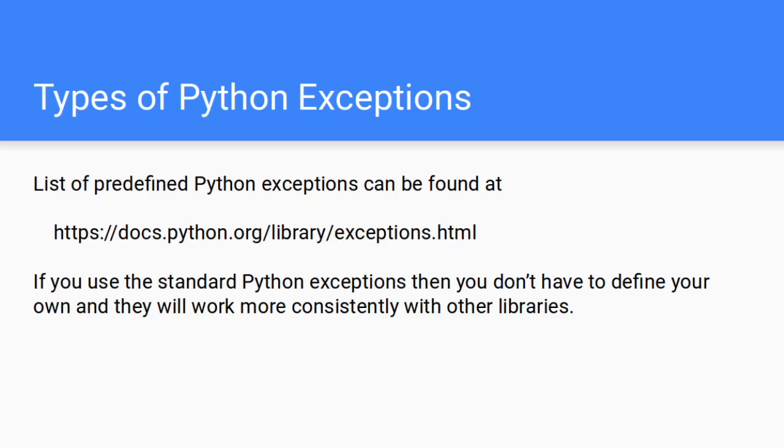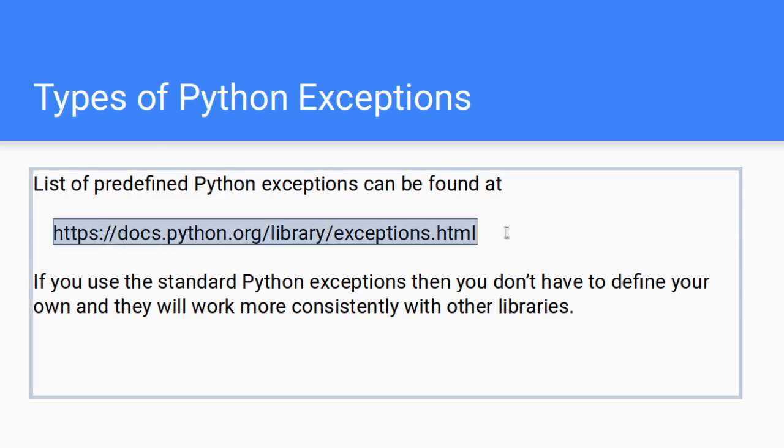So, what are Python exceptions? Well, when something bad happens, we need to know about it. So, Python lets us know via an interface called an exception. And you can see a whole list of them at python.org. But, let's have a look.